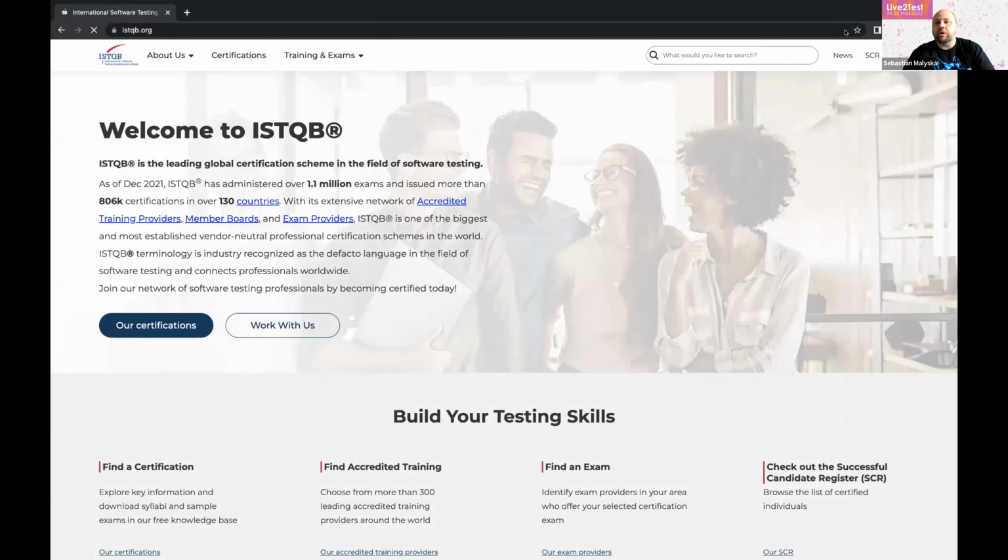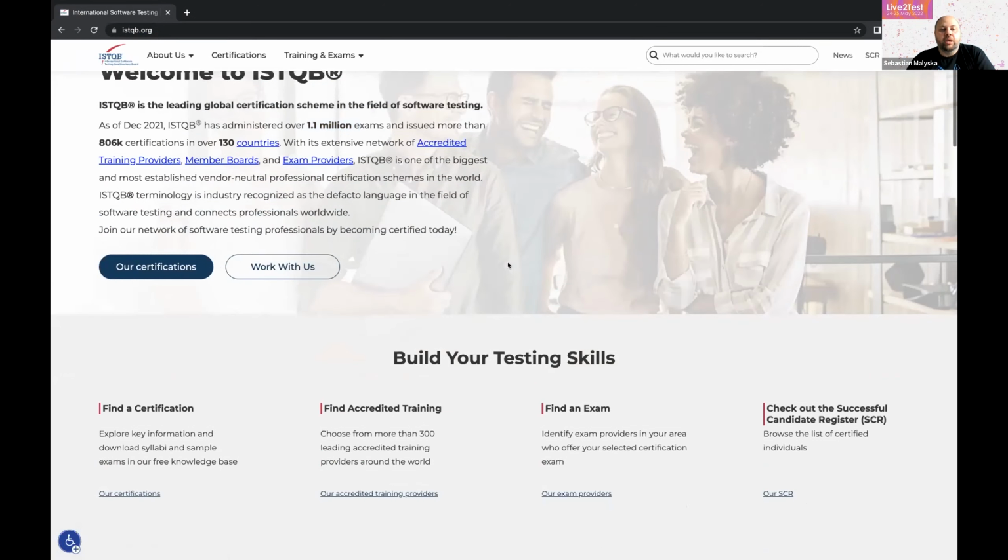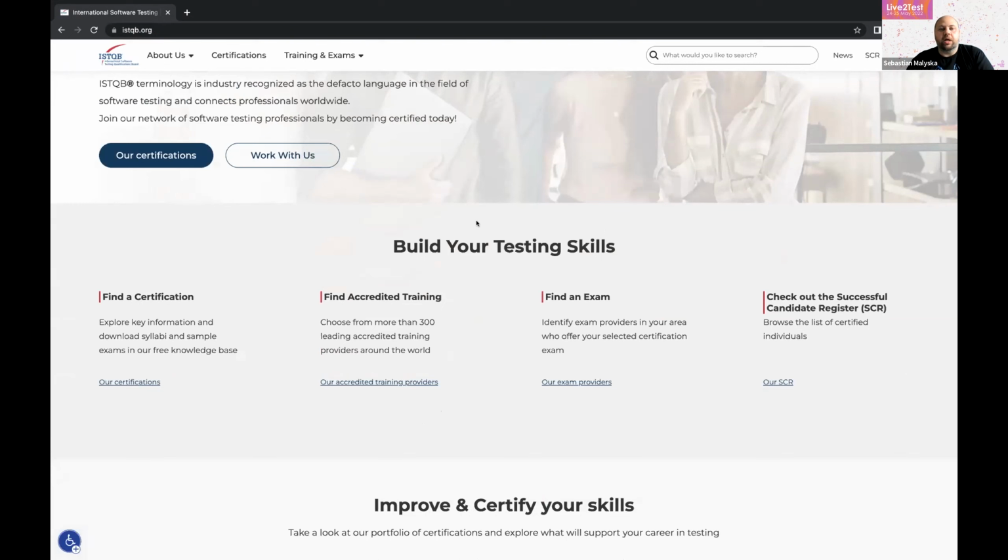Okay, so our page looks more or less like this. We have some information about welcoming, and information about coverage. As Oliver mentioned today, over a million exams, we have the exact information on that. We also have the information about the recommended way to get to be certified.